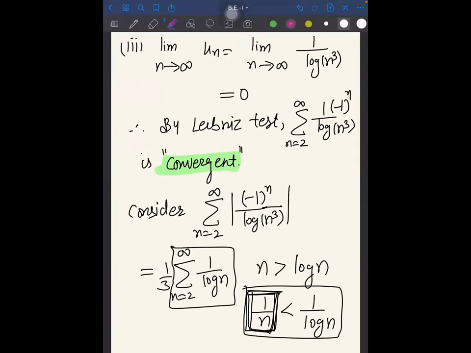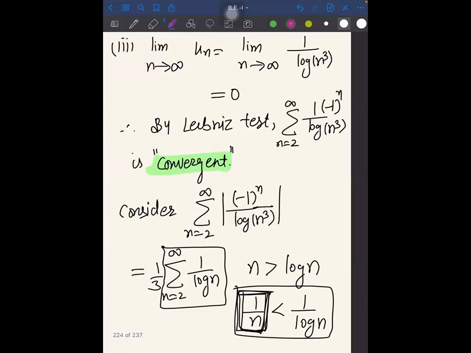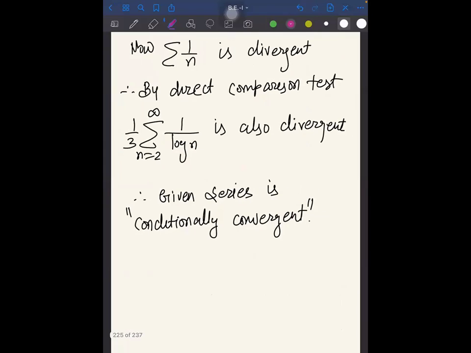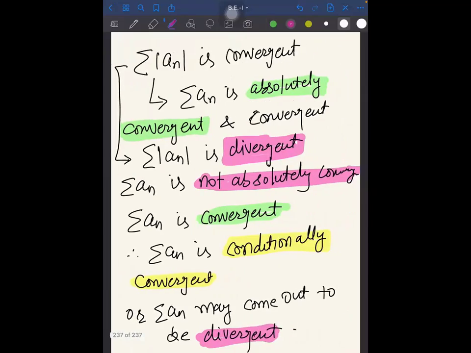एब्सोल्युटली तो ये डाइवर्जेंट था, एब्सोल्युटली कन्वर्जेंट नहीं है ये. तो ये फाइनली कंडीशनली कन्वर्जेंट बना ना. क्योंकि तुमने एब्सोल्यूट चेक किया, डाइवर्जेंट आया. फिर तुमने ओरिजिनल चेक किया तो कन्वर्जेंट आया. ठीक है, तो इसका मतलब कंडीशनली कन्वर्जेंट. And that's what we have concluded in our note as well. This is our case, that your summation mod a n is divergent, so it is not absolutely convergent. Your summation a n is convergent, we proved that. That's why we concluded that your summation a n is conditionally convergent.